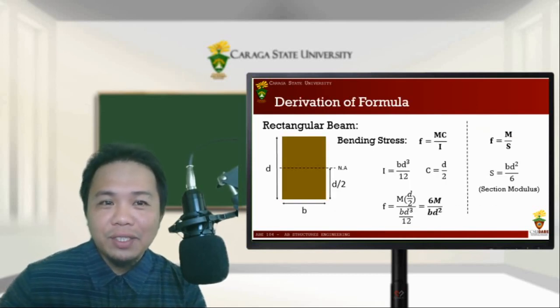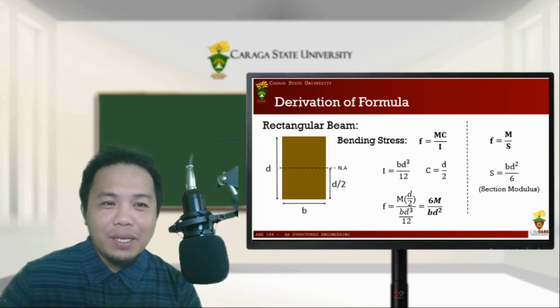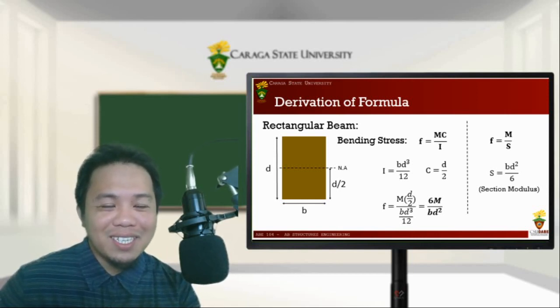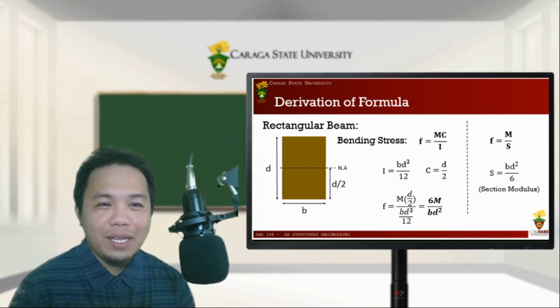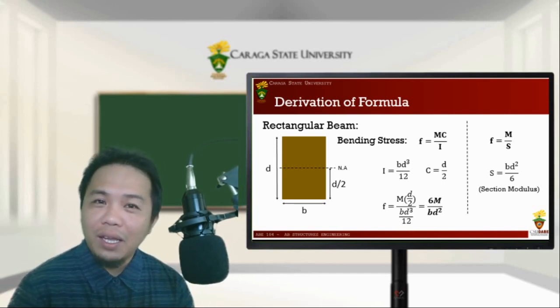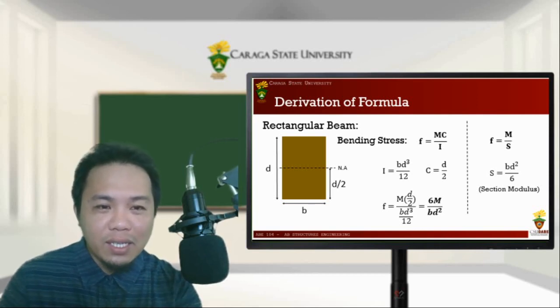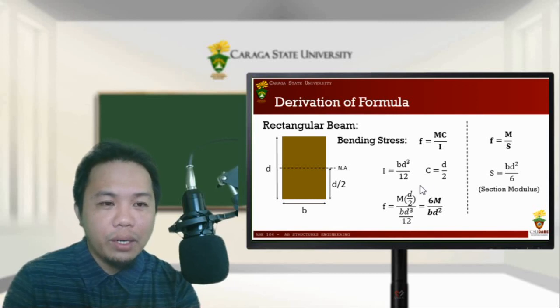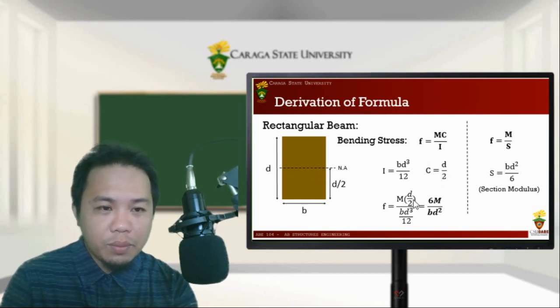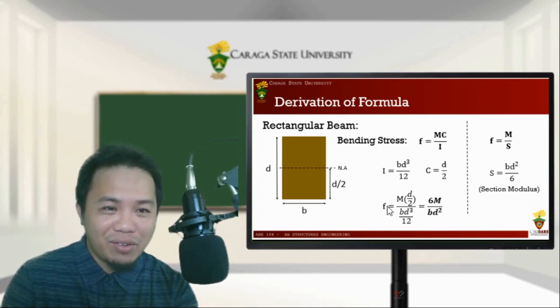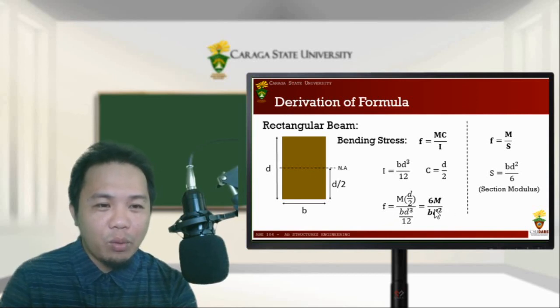So let's derive the formula for a rectangular beam. Recall that bending stress is just equal to Mc over I. Then I, for a rectangular cross section, is bd cubed over 12. Then c is the distance from the neutral axis going to the outermost fiber, so it's d over 2. Then by simple substitution, you can derive that the maximum bending stress for a rectangular beam is 6M over bd squared.